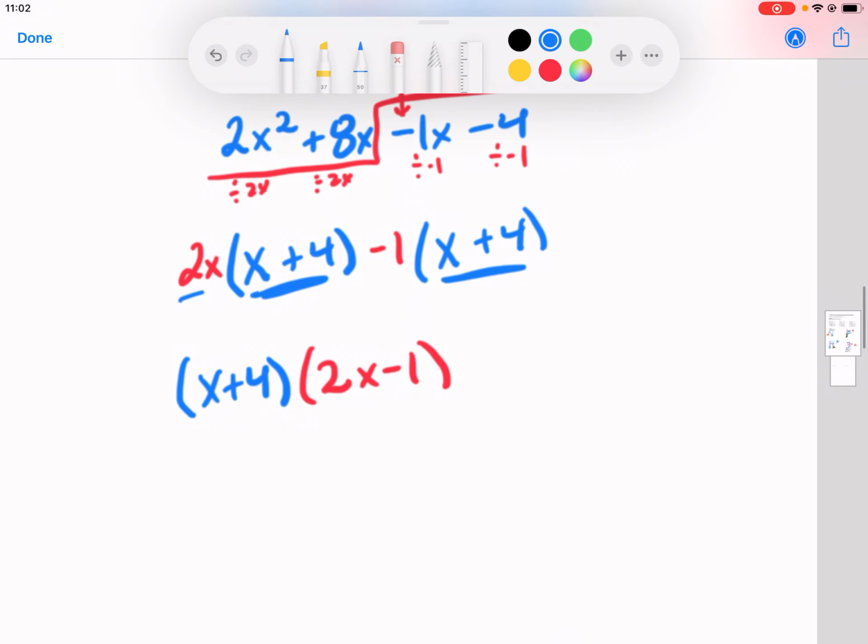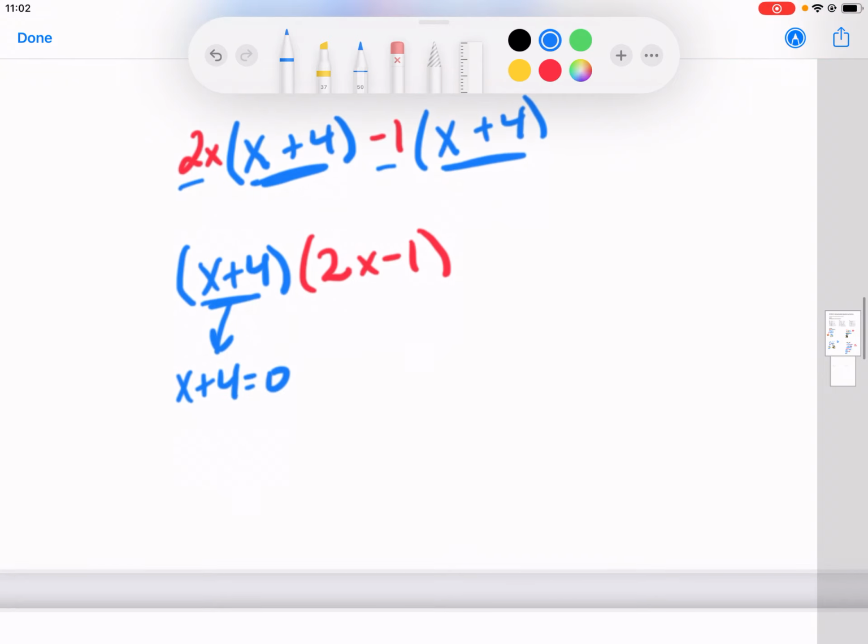So the outside numbers go on the other one. And then the x plus 4, I'm going to set equal to 0. And I'll solve by subtracting 4. So I get x equals negative 4. And that's one of our solutions.